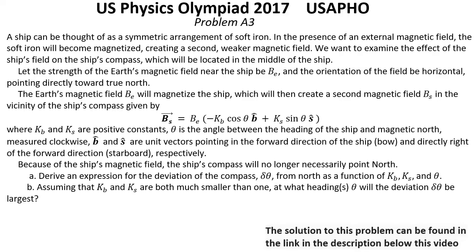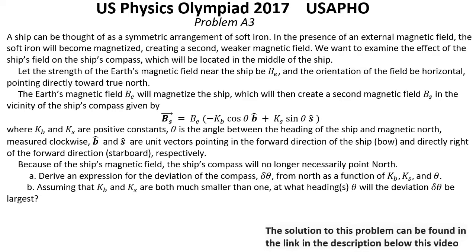middle of the ship. Let the strength of the Earth's magnetic field near the ship be BE, and the orientation of the field be horizontal, pointing directly toward true north. The Earth's magnetic field BE will magnetize the ship, which will then create a second magnetic field BS in the vicinity of the ship's compass given by this formula, where KB and KS are positive constants.